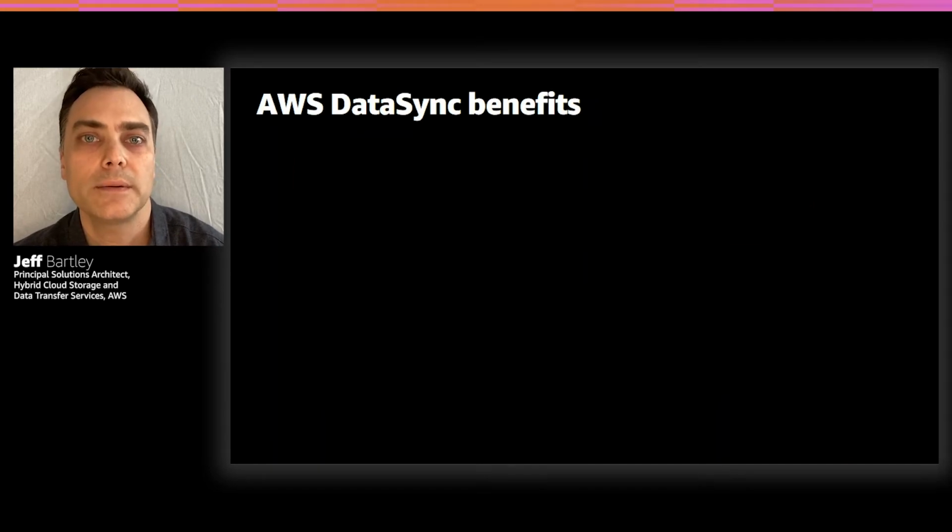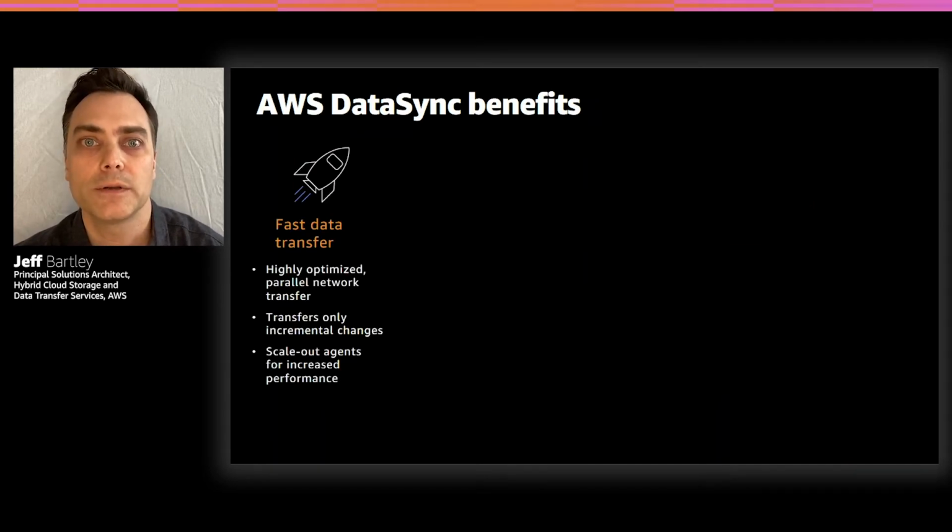So DataSync offers a number of benefits to our customers, and the first, of course, is around performance. Customers, when they're moving data, they want to be able to move it as quickly as possible. And DataSync has a number of features that enable this. And the first is that it uses a custom-built protocol that's designed to transfer data in parallel over your network, maximizing the bandwidth that's available to DataSync. DataSync always does incremental data transfer, so it only transfers the data that needs to be copied. And you can scale up DataSync by adding more agents and being able to process more data.